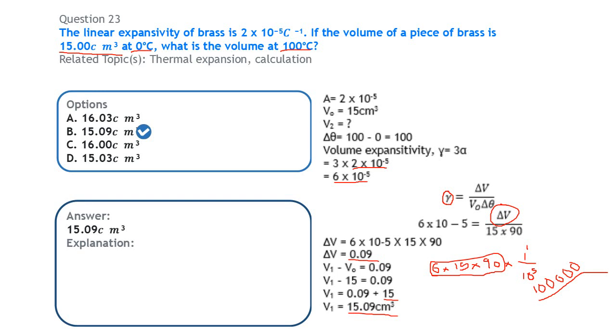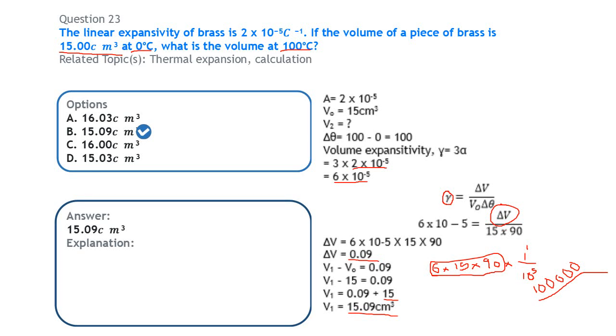So what does that mean? That after you have multiplied all of this here, and multiplied this by this one here, we will then divide it by 100,000. Doing that will then give us what we have here. This is 0.09. So this is the change in the volume.